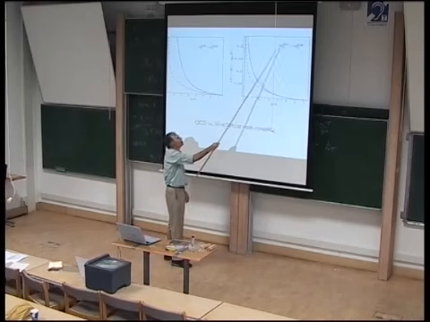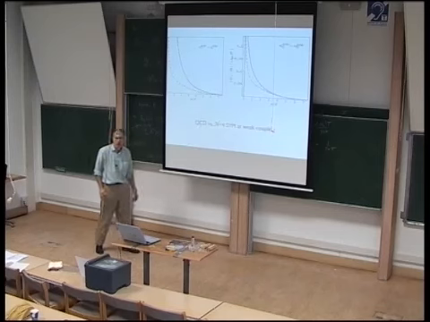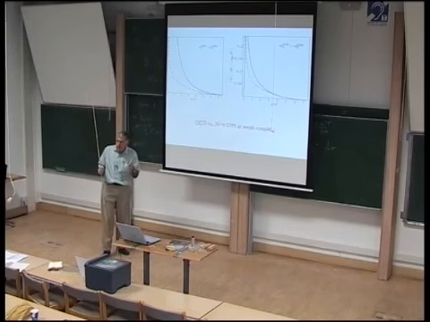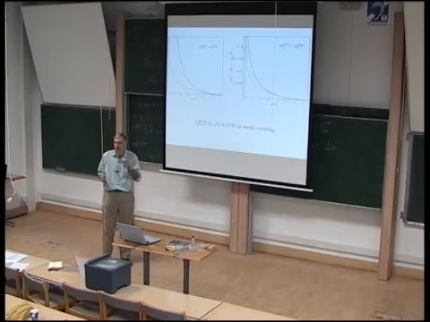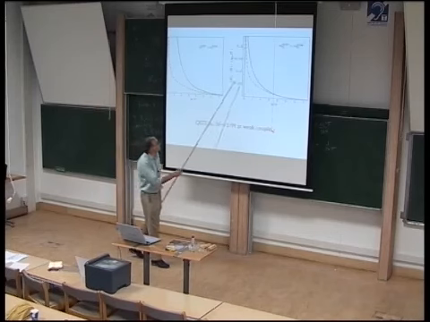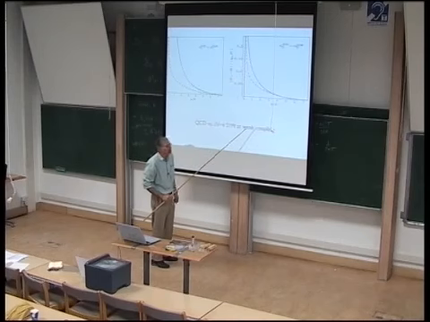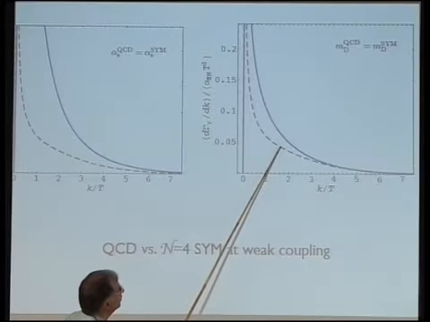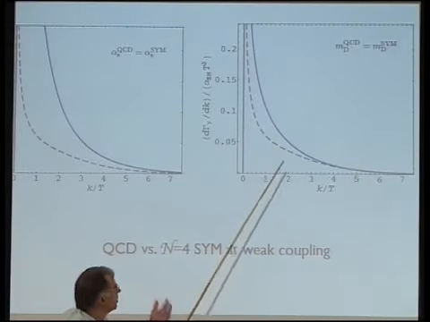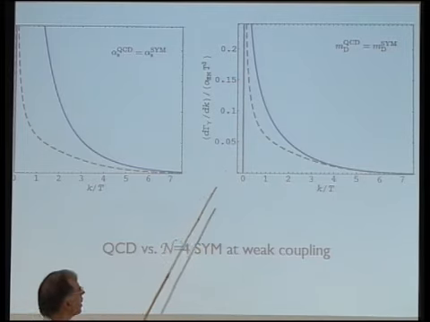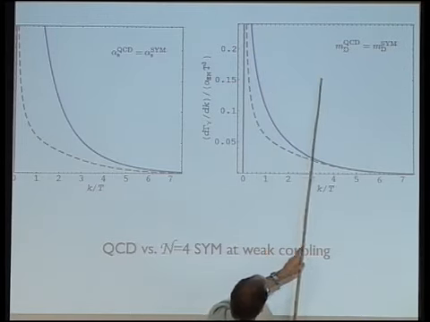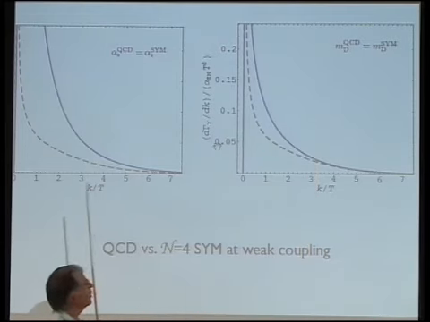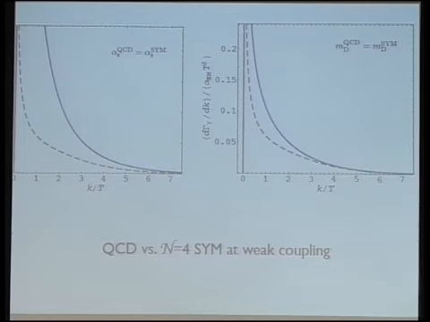If you make a comparison where those are equal, which means the 't Hooft couplings in these two theories are not equal and differ by, I believe, a factor of 4, then this comparison looks a whole lot better. The N equals 4 result is still a little bit above the QCD result, but for this sort of range of photon momenta that is potentially relevant to RHIC experiments, that's not such a dramatic difference.